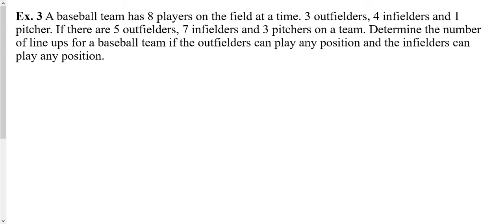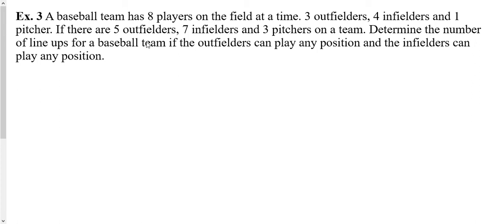In example 3 here, we have a baseball team. A baseball team has 8 players on the field at a time: 3 outfielders, 4 infielders, and 1 pitcher. If there are 5 outfielders, 7 infielders, and 3 pitchers on a team, determine the number of lineups for a baseball team if the outfielders can play any position and the infielders can play any position as well. So the way that we want to set this up is the following. Let's choose our people first, okay? So we're going to do all our choices first.